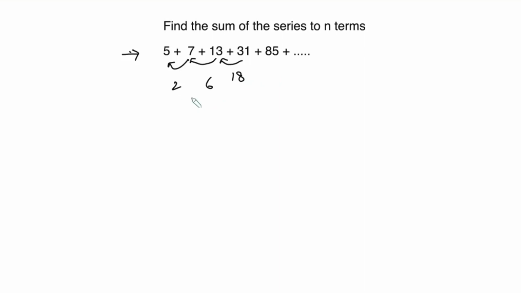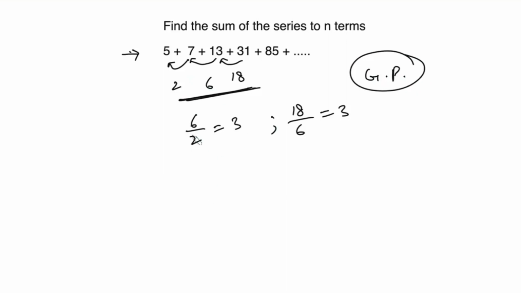But if we find the ratio of 6 and 2 is 3, ratio of 18 and 6 is also 3. So we'll find that this sequence of differences is a GP. And whenever you have such cases where the differences form a GP, the nth term of such a sequence is given by the formula a times r raised to the power n plus b. In order to find the nth term, we need to find a and b.